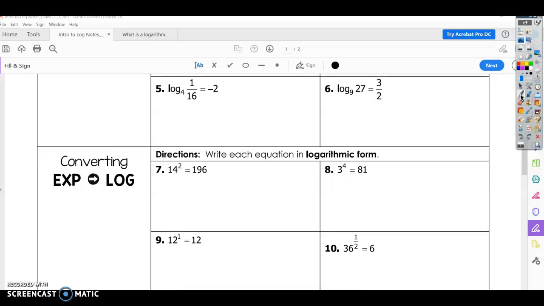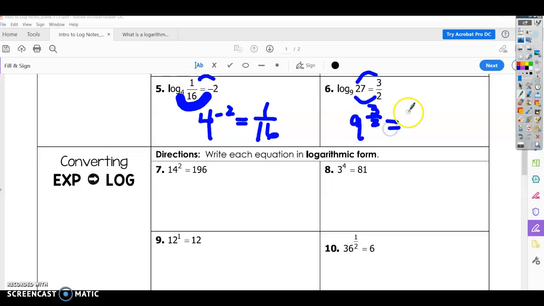All right, moving on to the next examples. Here we've got 4 to the negative 2 equals 1/16. So 4 to the negative 2 power equals 1 over 16. Again, this should make sense because a negative exponent means you move it to the bottom. That's properties of exponents. Now we've got 9 to the 3 halves power equals 27. So this is just using the rule that we said at the beginning, where if you have b to the x power equals a.